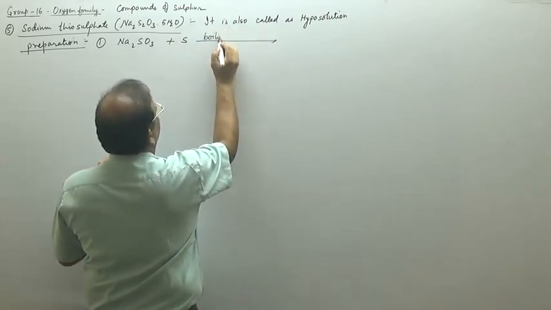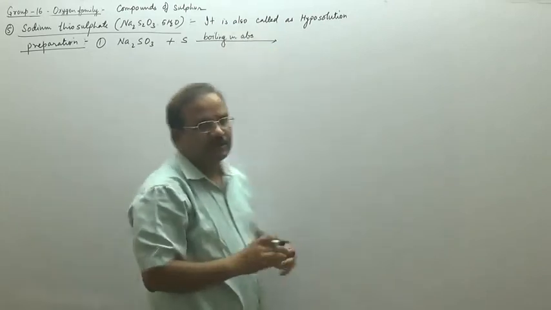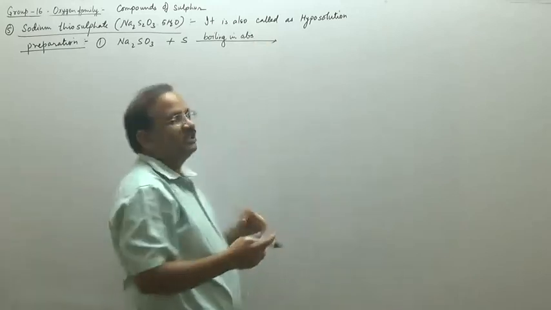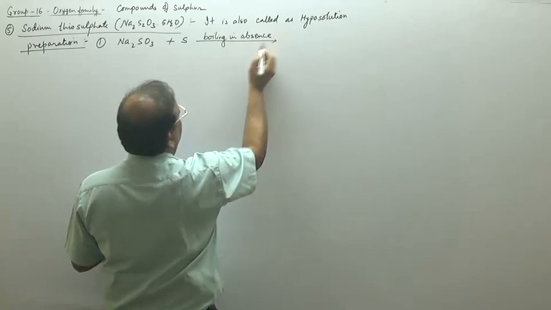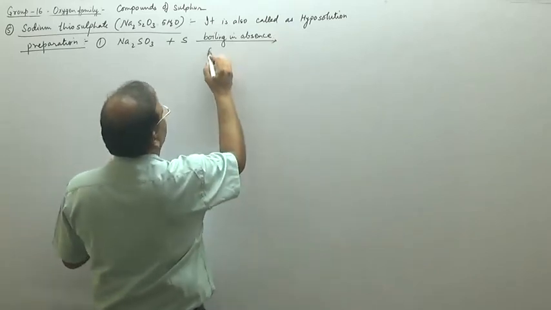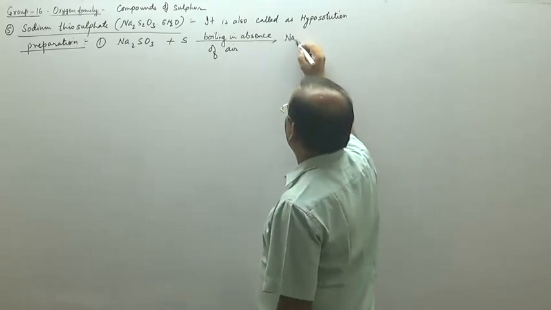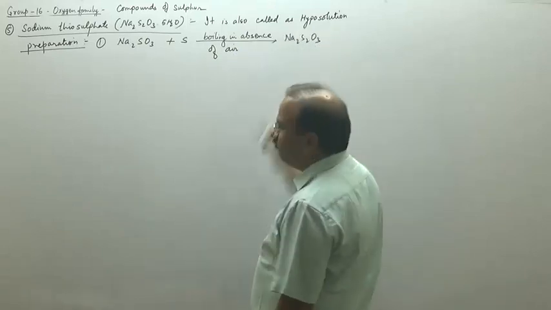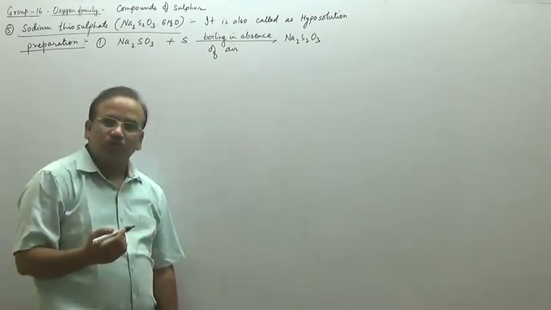It should be boiled in absence of air, because otherwise, if there is air, the sulfur will get oxidized. So in absence of air or oxygen, sodium thiosulfate is formed. So that is how we can prepare sodium thiosulfate. That is one of the methods for the preparation of sodium thiosulfate.